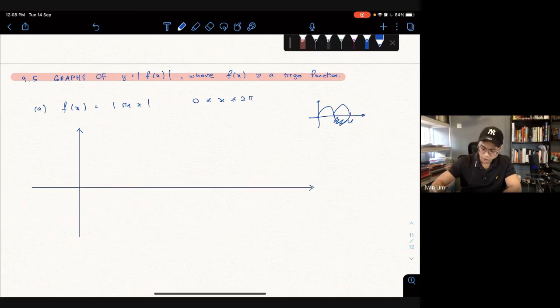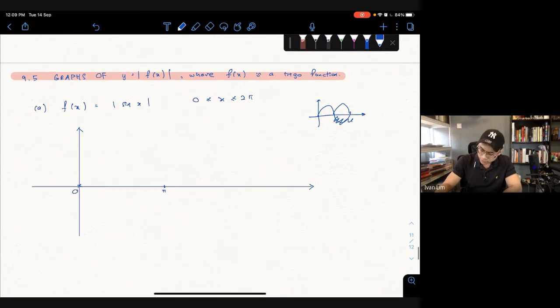Okay, draw your original one first. You see the range, sometimes they will express it in degree, sometimes in radian. So you just follow. Okay, so get familiar with both of it. 0, pi, 2 pi. Then in between, pi over 2 and 3 pi over 2.